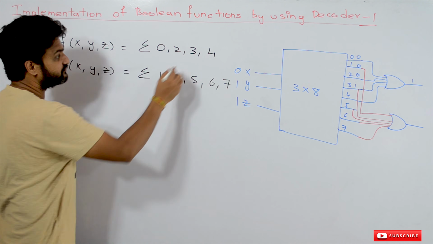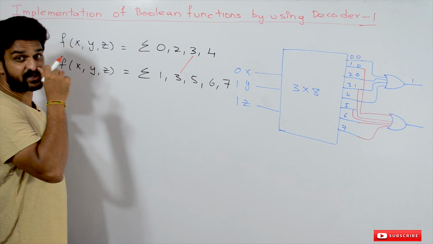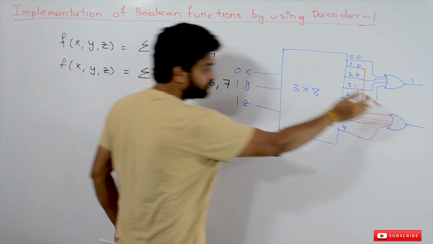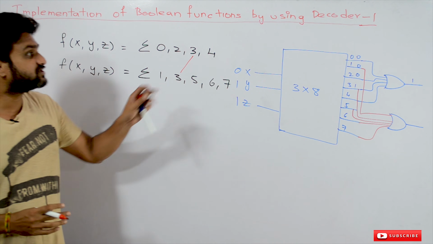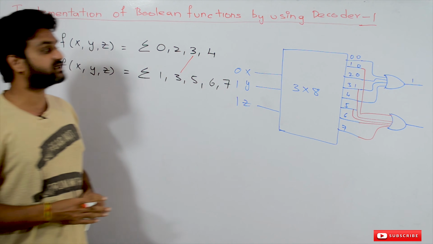Why? Because both of them have the common term 3. So both the functions will produce an output of 1, which means both the functions have been implemented.